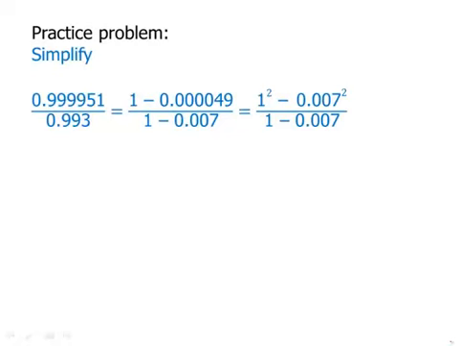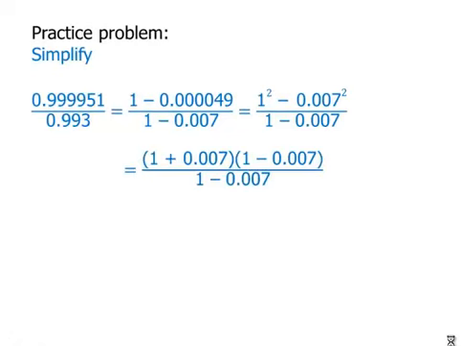And so this means we can write the top in the difference of two squares pattern. We get a 1 plus 0.007 and a 1 minus 0.007. That second factor, the subtraction, appears in the denominator, so we can cancel it. We're left with 1 plus 0.007, and we get 1.007. And that is the quotient. And we get that very easily using the difference of squares pattern.